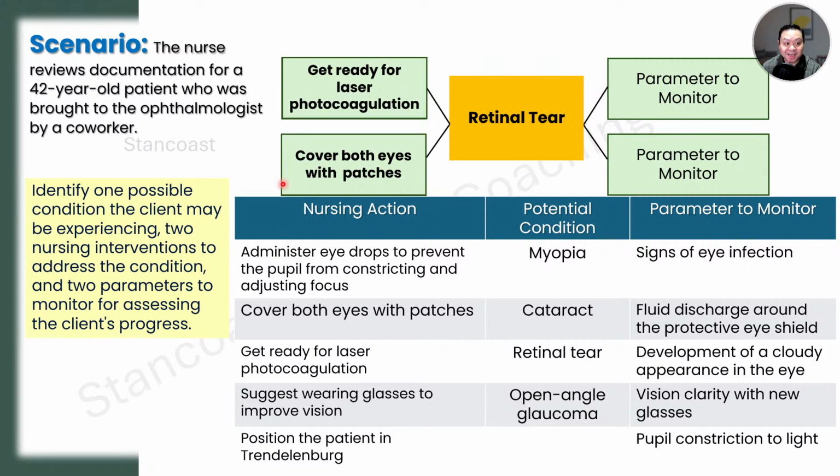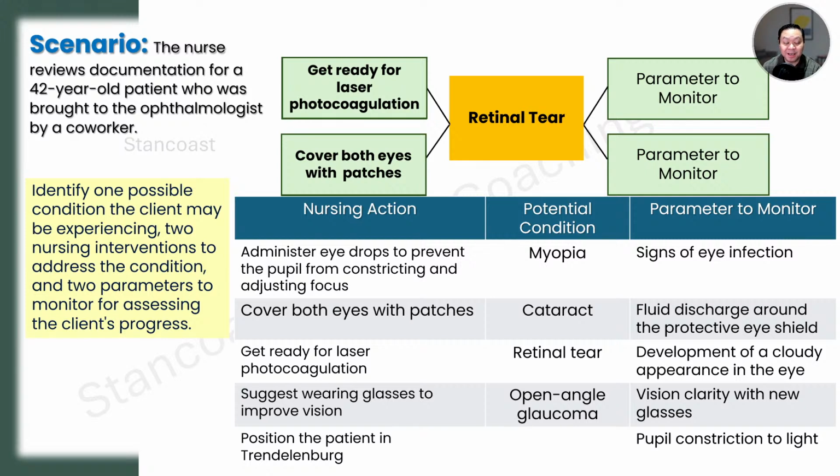Now, if you selected cover both eyes with patches, this is intended to minimize eye movements, and this is going to prevent further damage to the retina in the affected eye. So you're going to cover both eyes with the patches. Again, this is to minimize eye movement. Now, why not position the patient in Trendelenburg position? This is not intended in this case scenario.